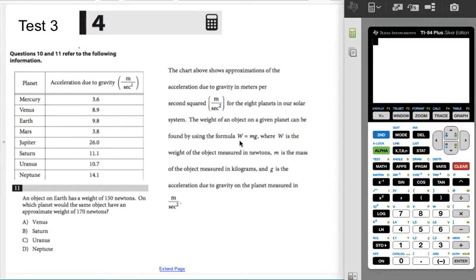And we are told that weight equals mass times gravity. An object on Earth has a weight of 150 newtons. On which planet would the same object have an approximate weight of 170 newtons? So there's a couple different ways to deal with this.